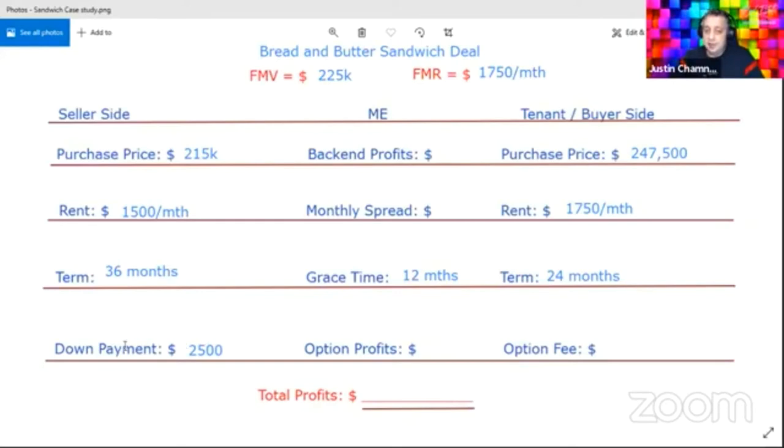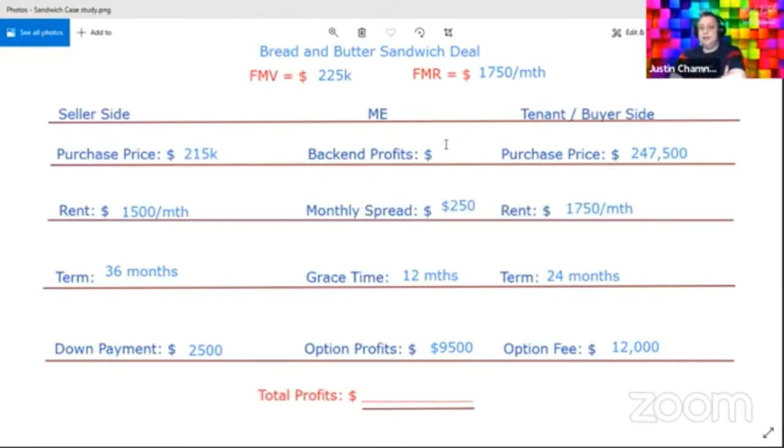Down payment. Seller wanted $2,500. The option fee I collected out of this tenant buyer, oops, I'm having a hard time typing tonight, $12,000. So that means option profits to me were $9,500 because I subtracted the $2,500 off the $12,000, since I had to give it to the homeowner. So that left me $9,500 cash in my pocket. Oh, I forgot to do the monthly spread up here. $250 a month.